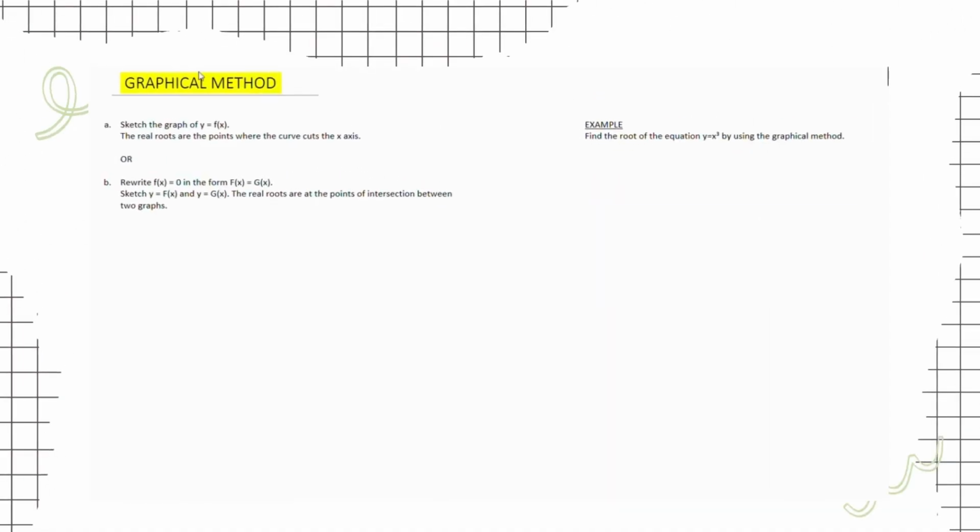So this is how we use the graphical method. If you are given one function, let's say y = f(x), the real roots are at the points where the curve cuts the x-axis. Or if you are given two functions, let's say y = f(x) and y = g(x), the real roots are at the points of intersection between the two graphs.